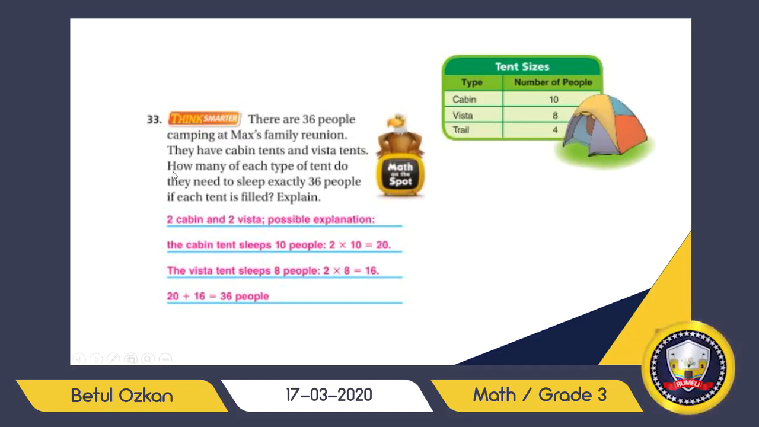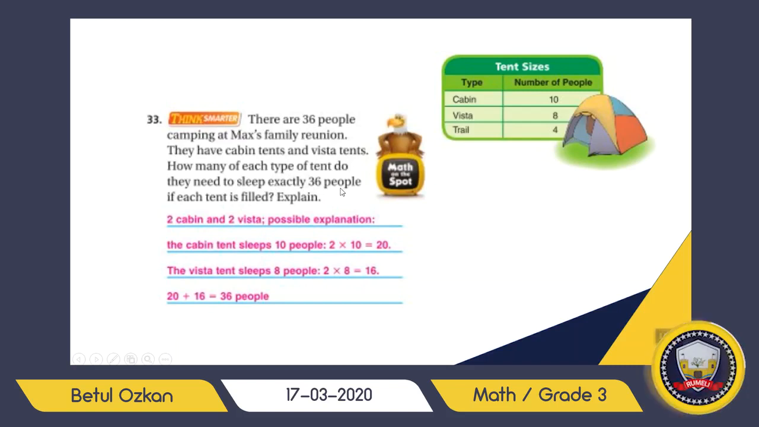Perfect. Let's move. How many of each type of tent do they need to sleep exactly 36 people if each tent is filled? It says explain. So, for example, in total, how many people will go for camping? Perfect. 36 people. So it says exactly 36.